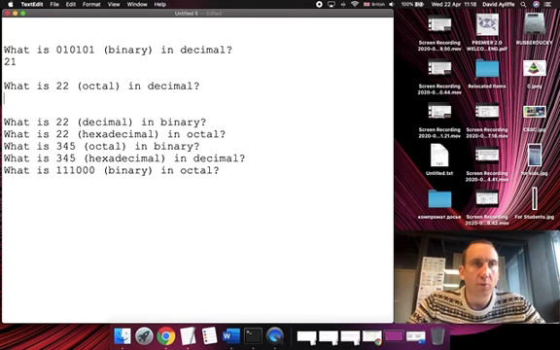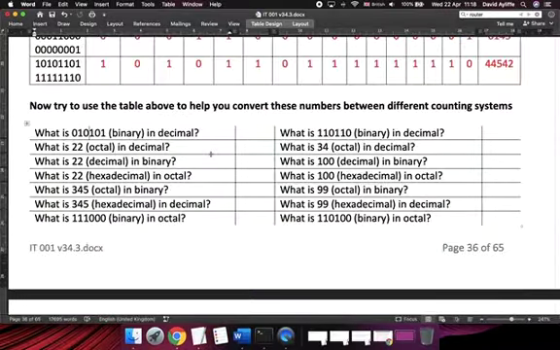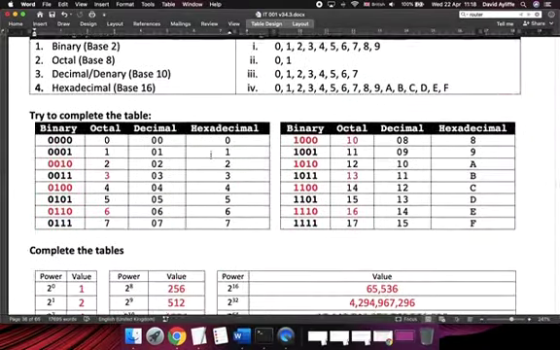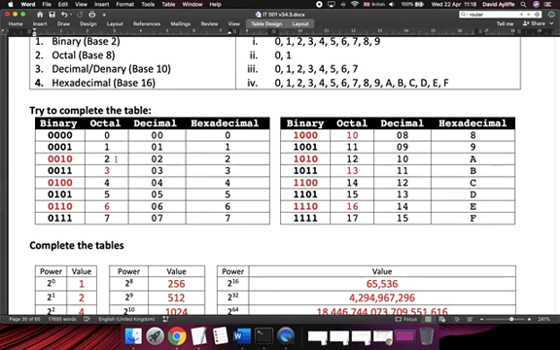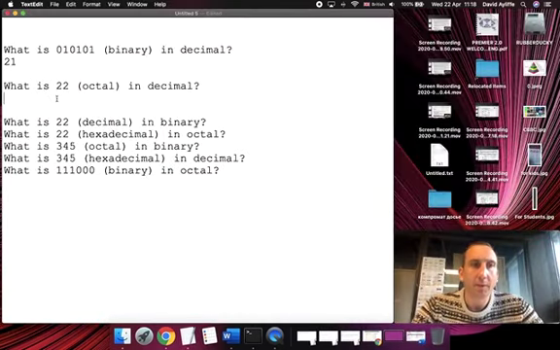Now, what's 22 in octal in decimal? Right, so we need to go back here. So octal 2 is this: 0, 0, 1, 0.